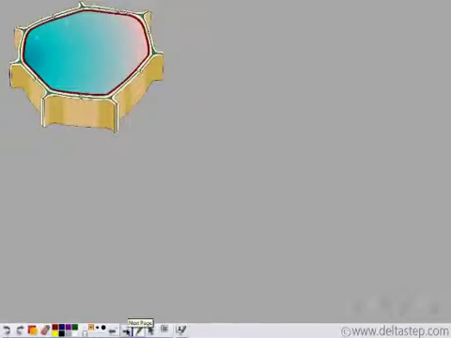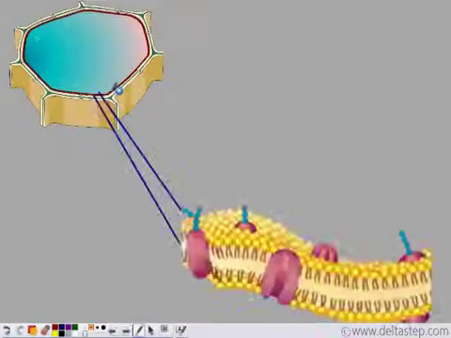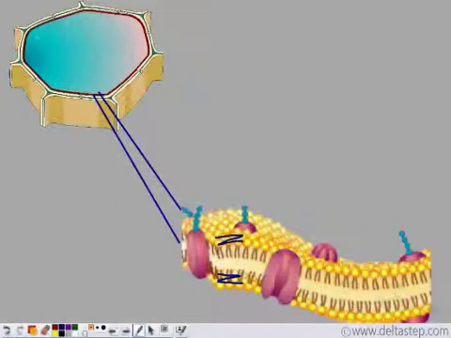Now, what is this selectively permeable cell membrane made of? Let us see. You can see these yellow globular structures that are present in two layers. So what are these yellow globular structures? These structures are known as lipids. What are lipids? Lipids are a kind of fat.